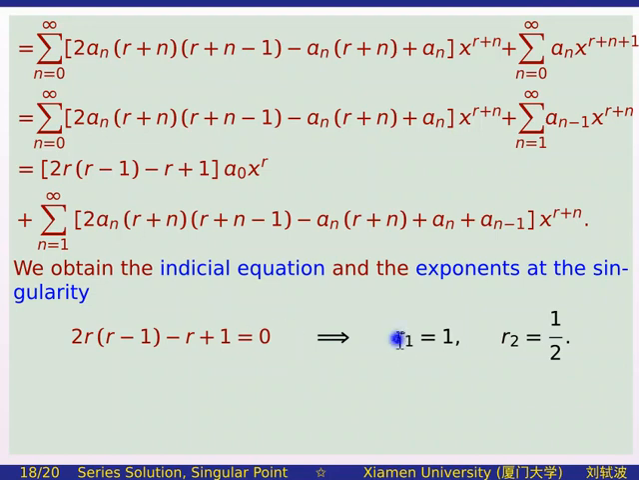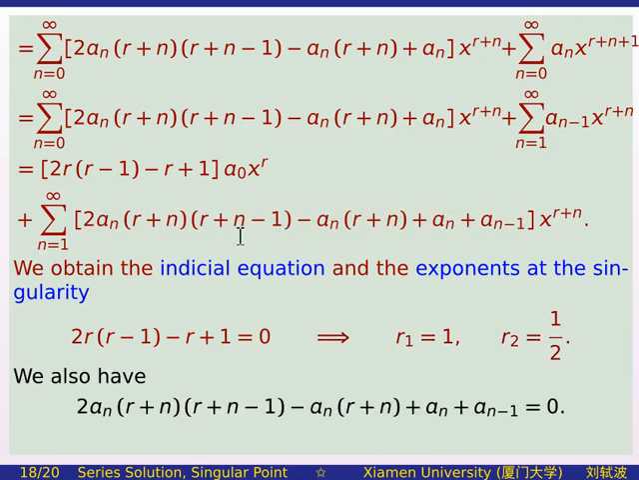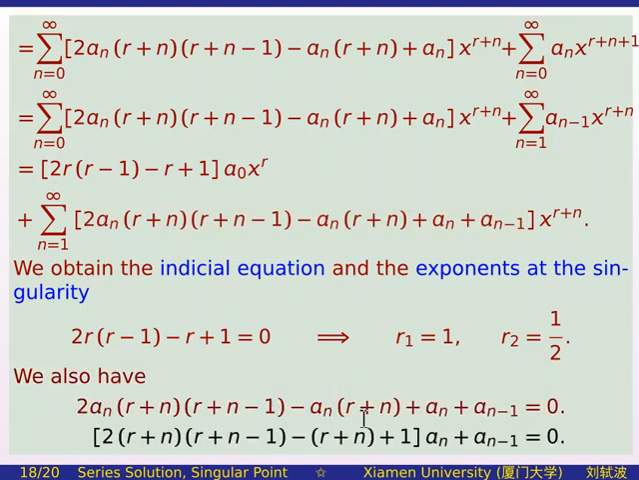So for every r1 and r2, we determine the a_n. For r equal to r1, we determine the corresponding a_n using this coefficient to be 0. The coefficients in the summation are all 0. Therefore, using r1 equal to 1, we require this to be 0. This can be simplified. Simplified, it is this.